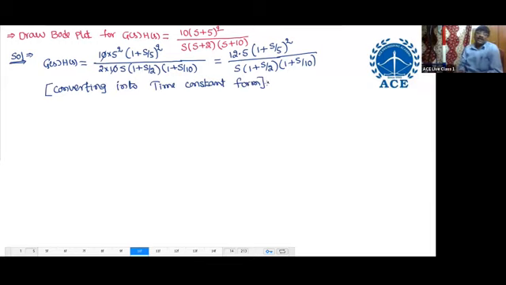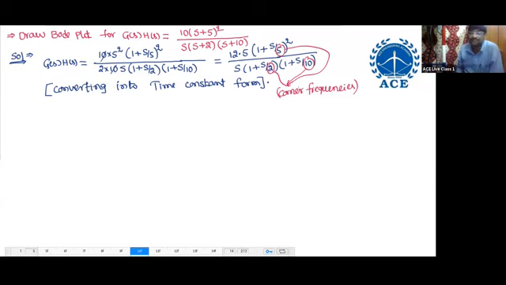Now, the denominator of the s terms are called corner frequencies. 2, 10, 5, all are called corner frequencies. These are called corner frequencies. 2, 5, 10 are corner frequencies.